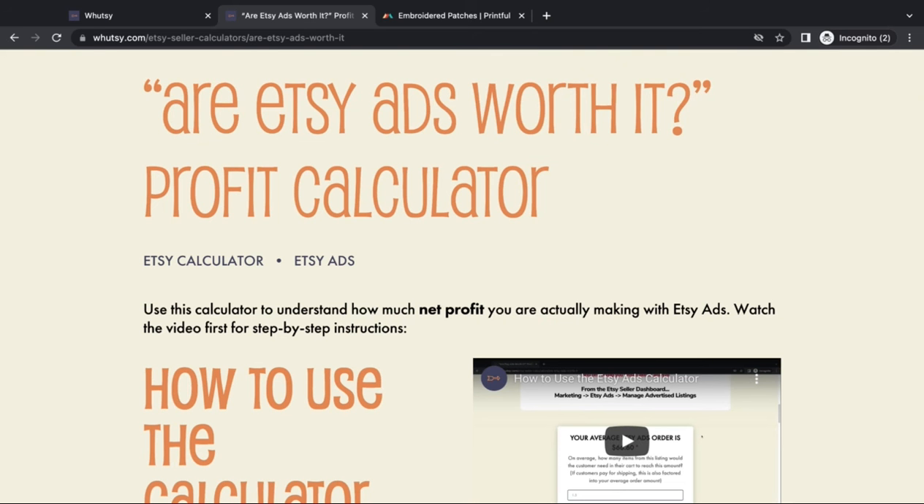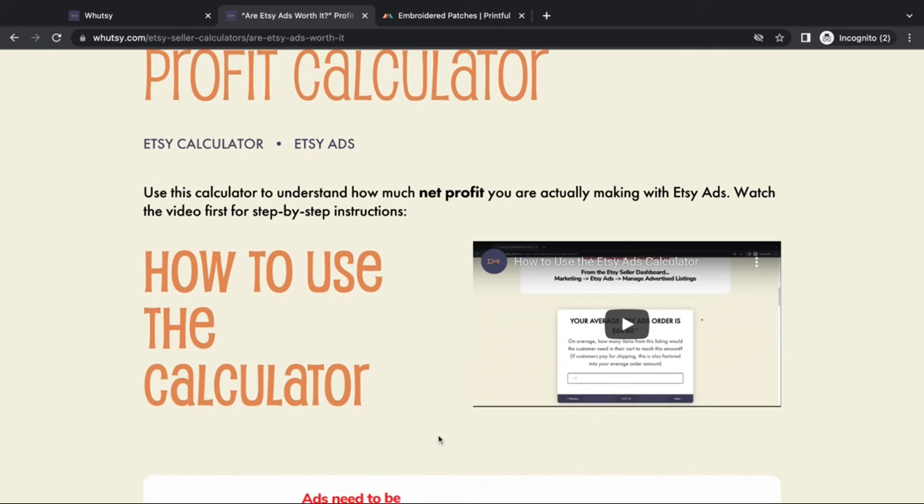This is a calculator to help you understand how much net profit you're actually making when running Etsy ads. And I have a detailed video on how to use this calculator because it is very complex. And you need to be very specific with your answers, or else it's not going to give you really any information that's useful. Okay. So if you do want to try this calculator, watch the video I have here. I walk you through step by step.